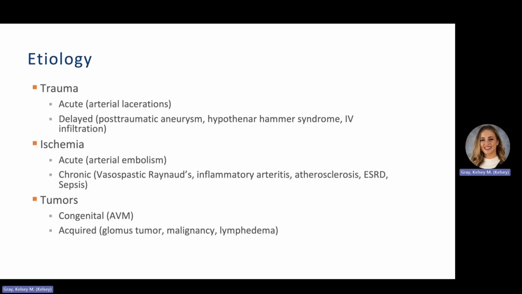Patients with vascular disorders typically present in one of three categories. Acute traumatic ischemia is beyond the scope of this talk. Delayed, via post-traumatic aneurysm, hypothenar hammer syndrome, or IV infiltration. Acute ischemia via arterial embolism, or chronic ischemia from vasospastic Raynaud's, inflammatory arteritis, atherosclerosis, end-stage renal disease, and sepsis, as well as tumors, either congenital from arteriovenous malformations or acquired, glomus tumor, malignancy, and lymphedema.